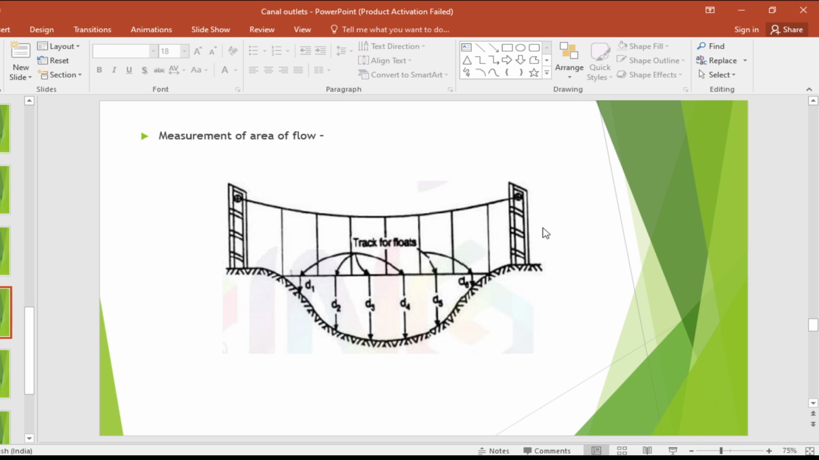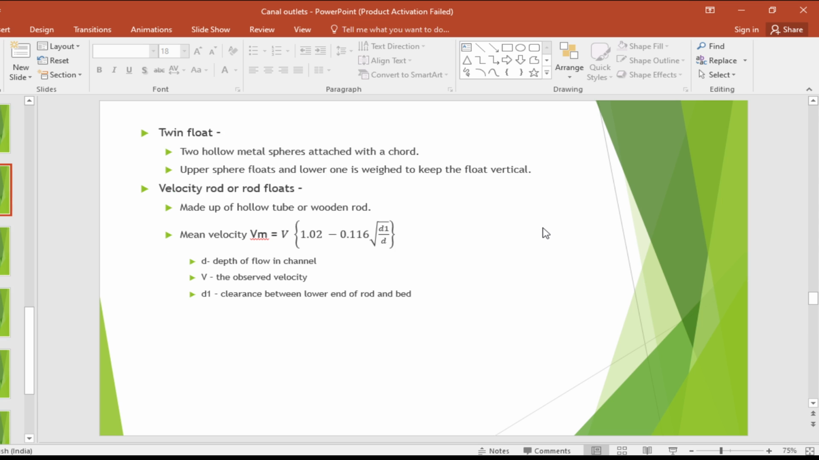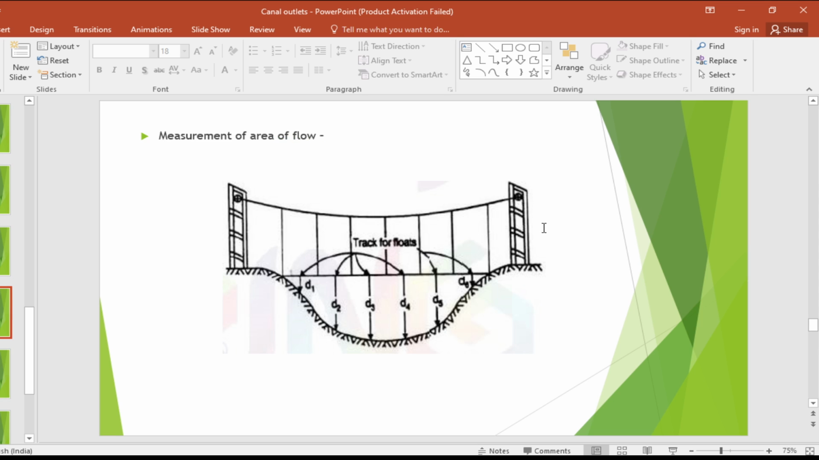Now the last is measurement of area of flow. The methods we have seen so far are for finding out the velocity of water in a particular channel. Now the measurement of area.